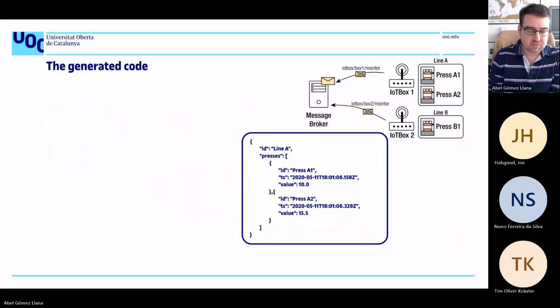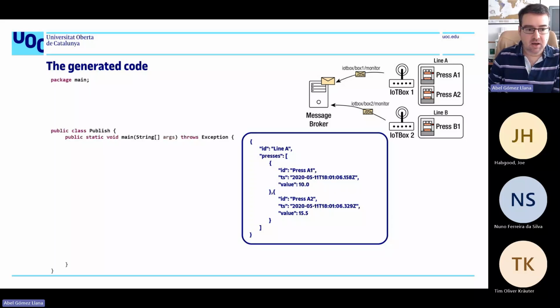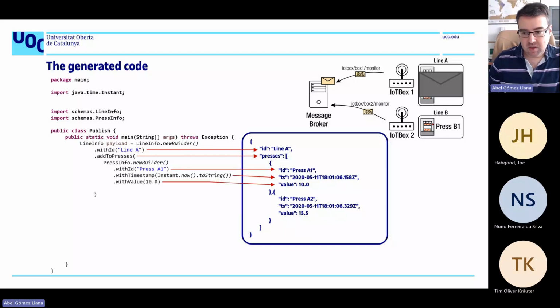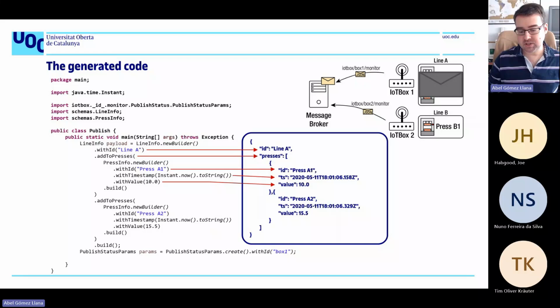So if we want to create a message like this one in JSON and we want to send it using MQTT, using the specification we can generate this internal DSL that allows us to create messages in this way. First, we create a builder, and we start to define the different properties of the message using this internal DSL, which enforces that messages are created in a correct way and respect the data types and the structure of the messages we want to send.